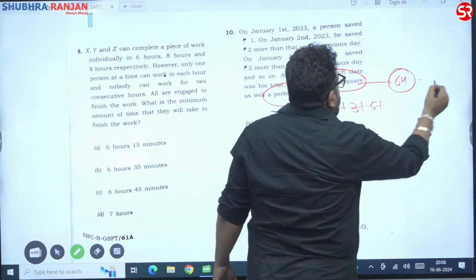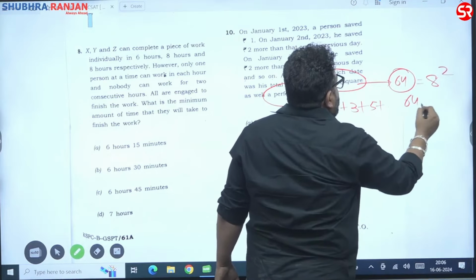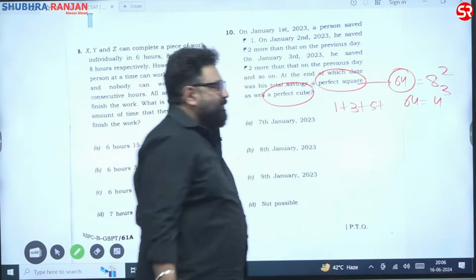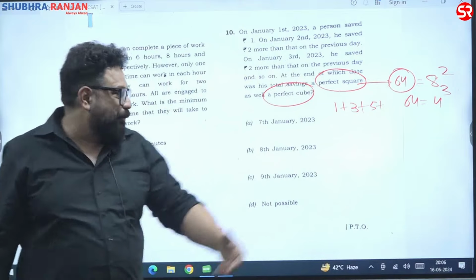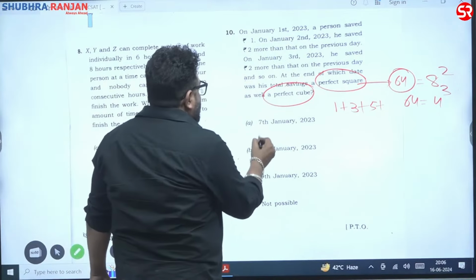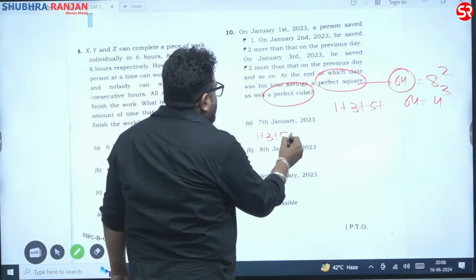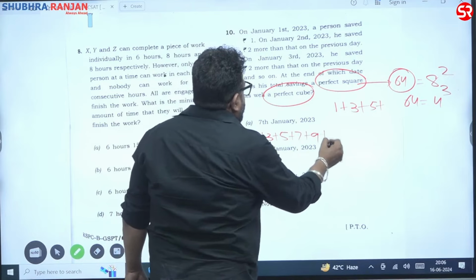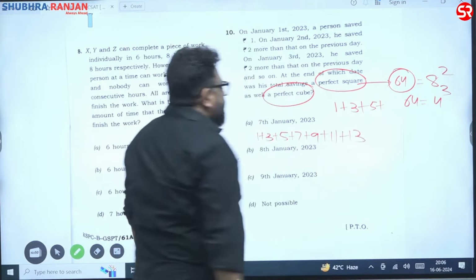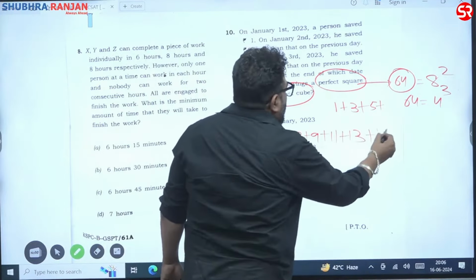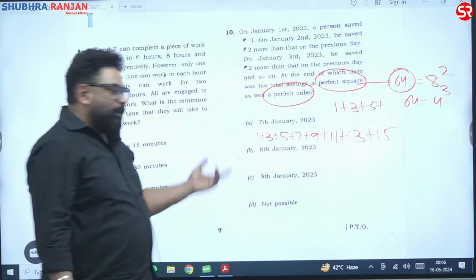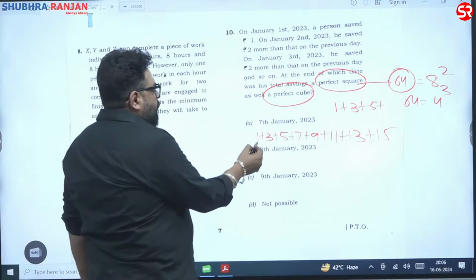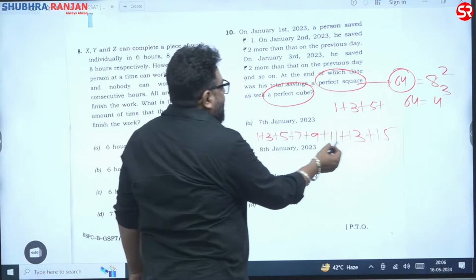64, 8 square, 4 cube. So you have to make this 64. So it's very easy. 1, 3, 5, 7, 9, 11, 13. Just check out, plus 15. I don't even want to use the formula. So how many days are these? 1, 2, 3, 4, 5, 6, 7, 8.